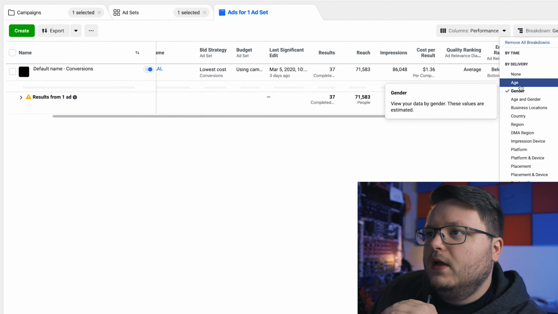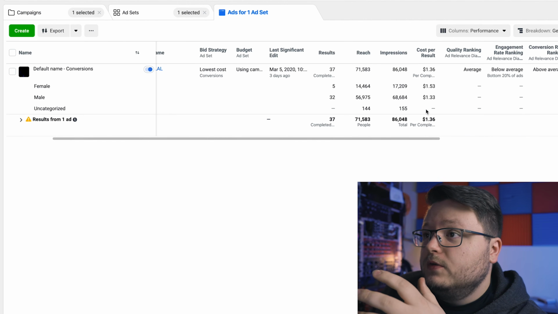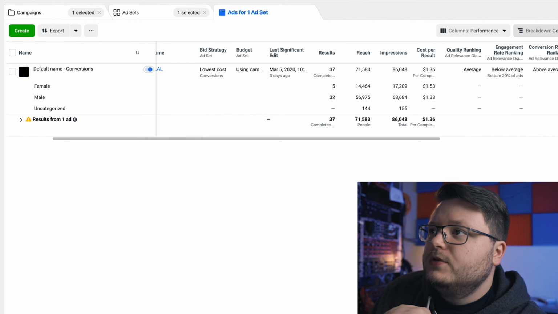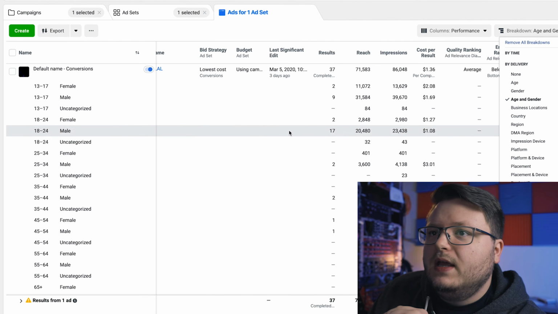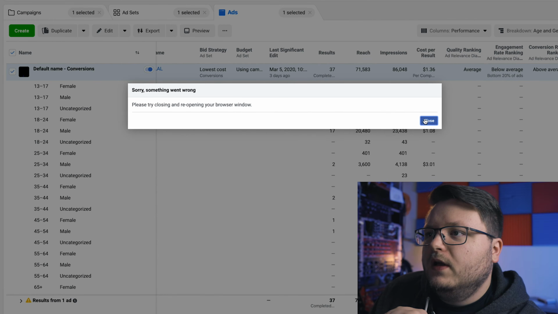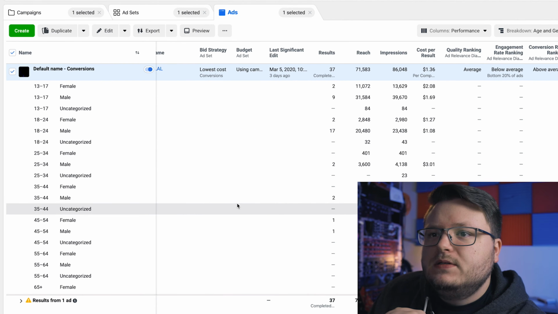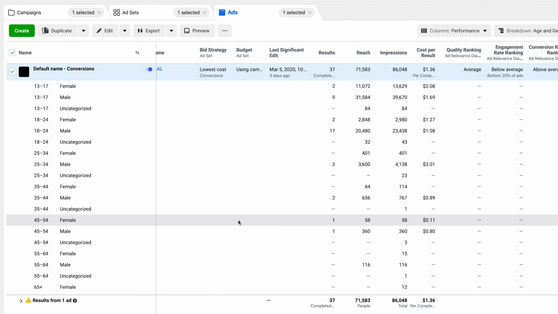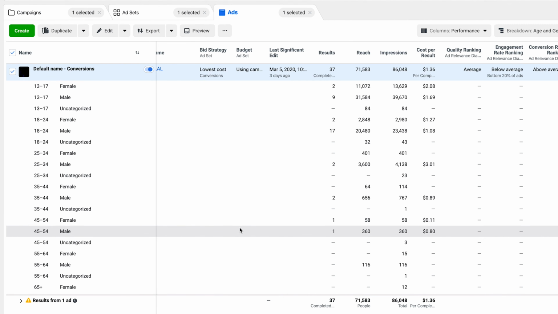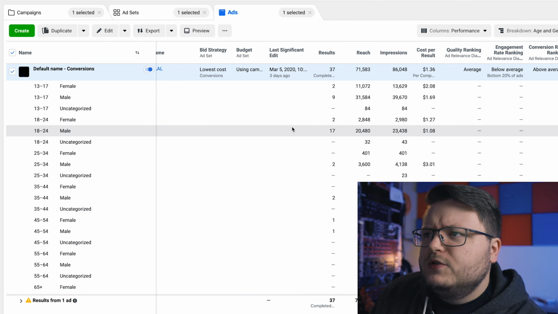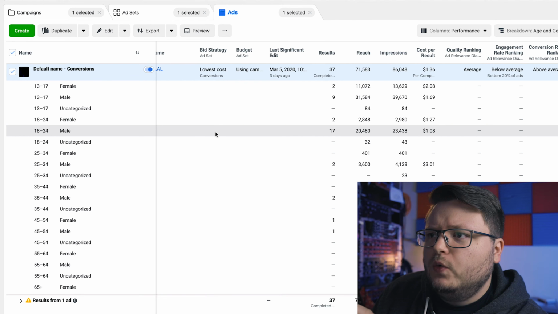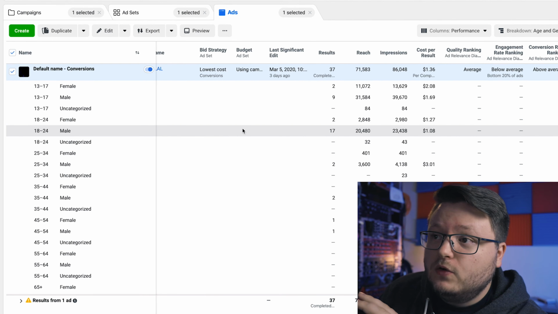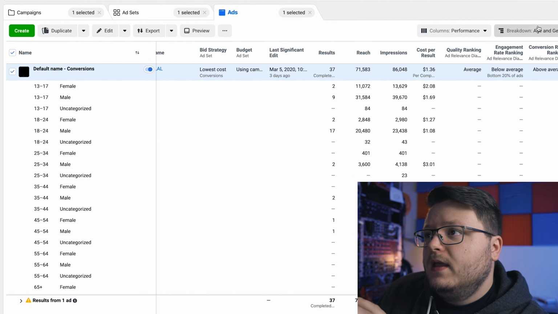And I'm going to go into breakdown and first look at just the gender. And so here we can see that men are cheaper, so you could exclude women. You can go to age and gender, and you can try to find what's the cheapest in this. 35 to 44-year-old males are cheap, even older, women and male, but those are kind of outside my demographics, and there's only one, so you can't really trust that data. It's more of an outlier, so I'd be much more likely to go with 18 to 24-year-old males to try to drive the cost down closer to $1.08.